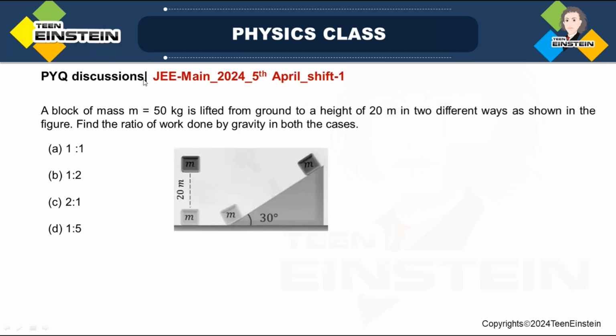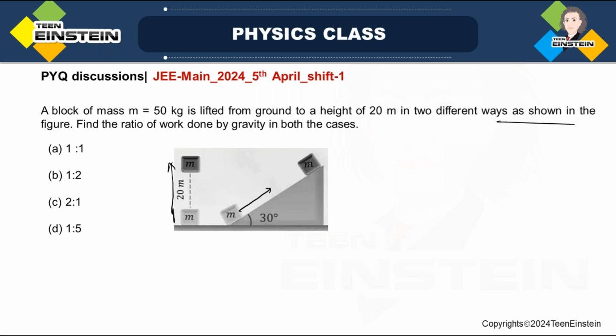Now this is an interesting question. The question says a block of mass m, that is 50 kg, is lifted from the ground to a height of 20 meter in two different ways as shown in the figure. Look, so this m is directly lifted from ground to this much height. Okay, and in another case it is pulled like this up to here.